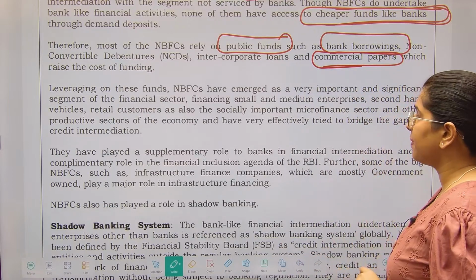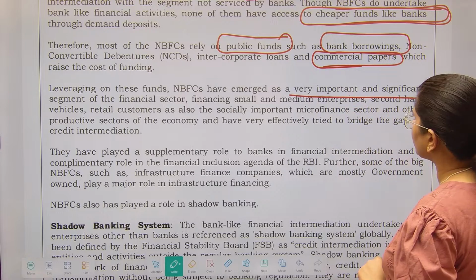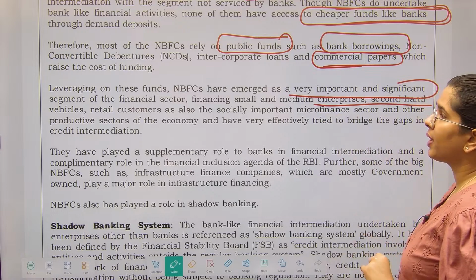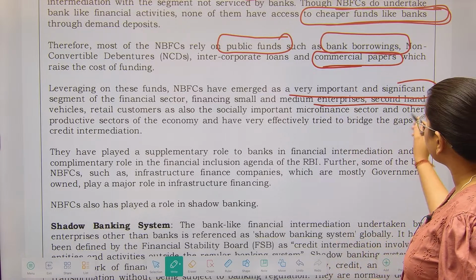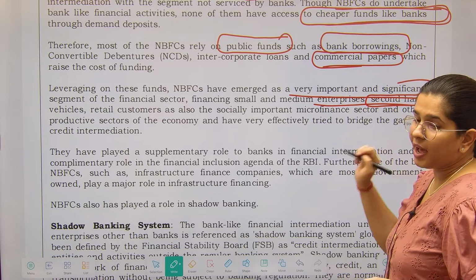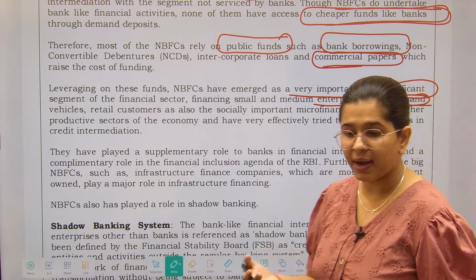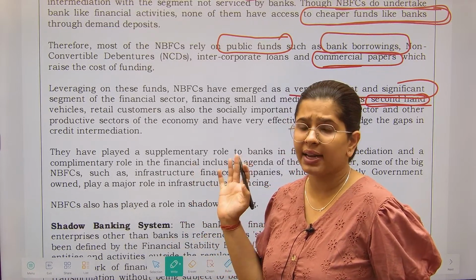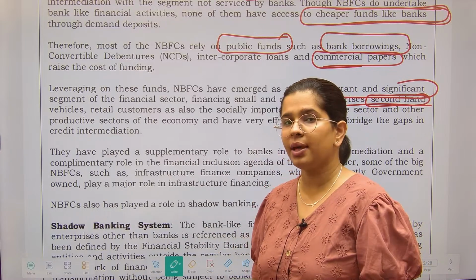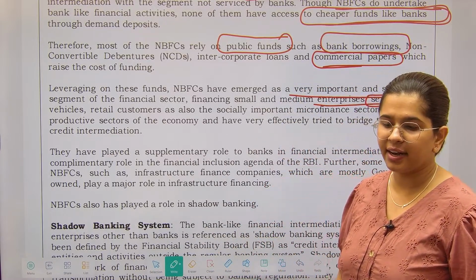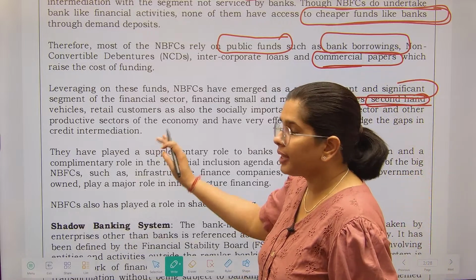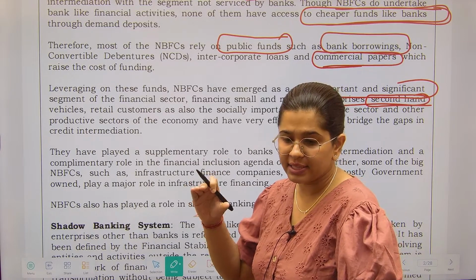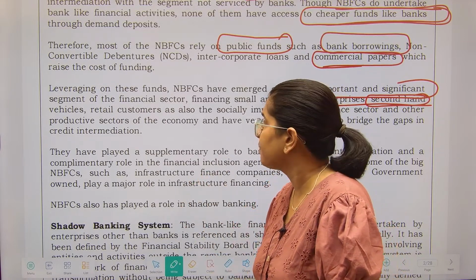Next is leveraging on these funds. NBFCs have emerged as a very important and significant element of the financial sector, financing small and medium enterprises and second hand vehicles. See, second hand vehicles. Banks do finance new vehicles, etc., but rarely second hand vehicles, while NBFCs do that as well. So जितना भी risky काम होता है finance related, whatever the risky propositions are, they are taken up by the NBFCs. So they fill a gap. ठीक है? ये financing में एक gap को fill करती हैं.